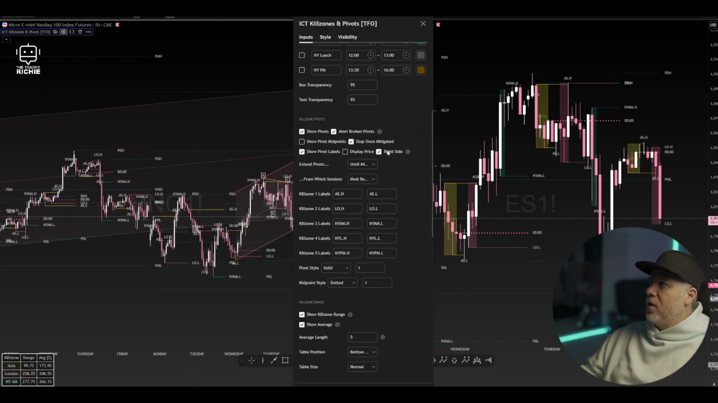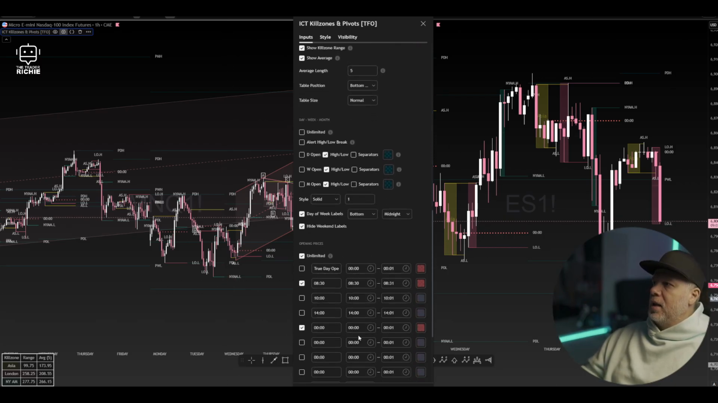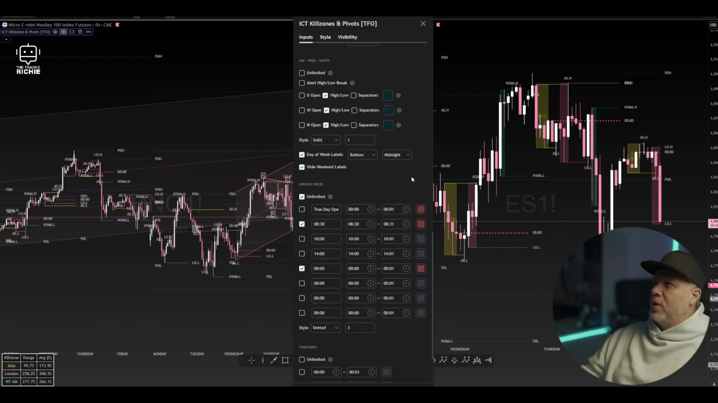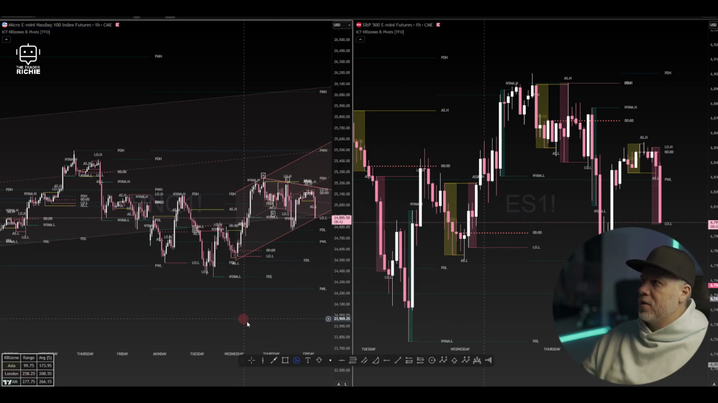I have that on, and I also have the text to the right side, so the text is displaying to the right. Other than that, I've got the opening prices. I have the 8:30, and I've got the midnight. I don't generally use the 8:30 anymore. It doesn't really suit my plan. So those are the settings that I use.